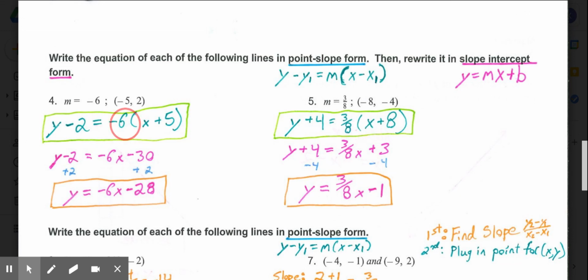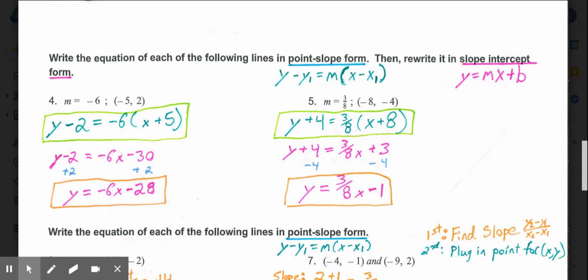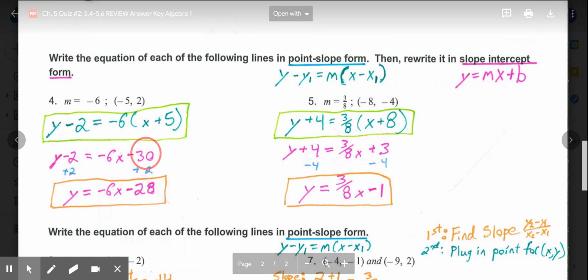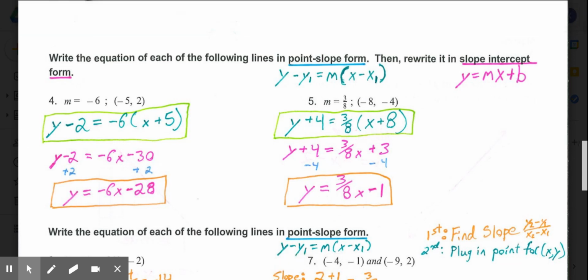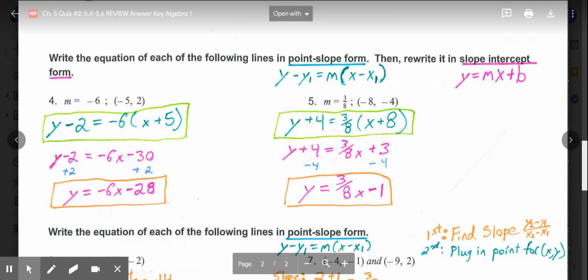Now to go from point slope form to slope intercept form, we want to use the distributive property. So in this case, we'll take a negative 6 and distribute it by multiplying to each part inside the parentheses. So the left-hand side of our equation is still y minus 2. The right-hand side is now negative 6x minus 30. Then, last step is to get y alone for slope-intercept form. So we're going to undo the subtracting of 2 by adding 2 to each side, and y equals negative 6x minus 28.